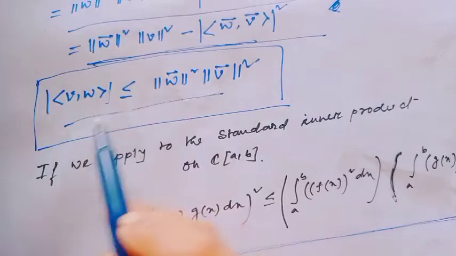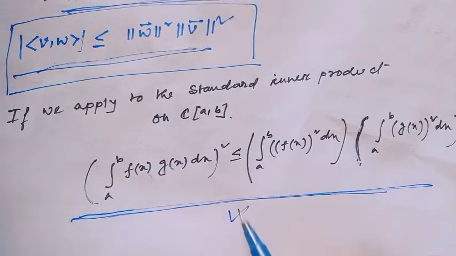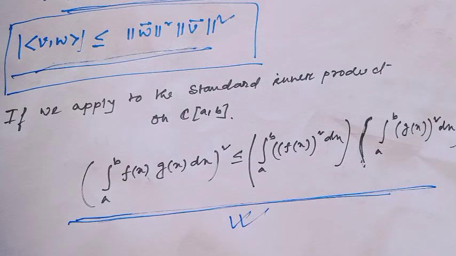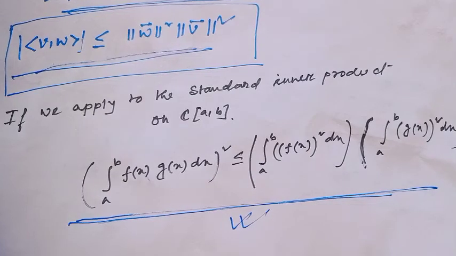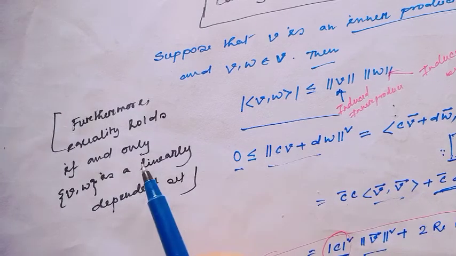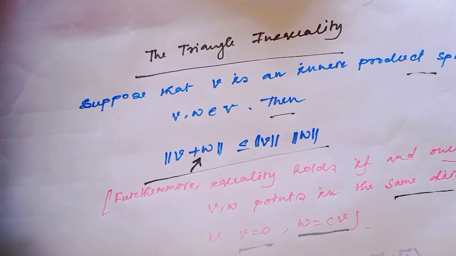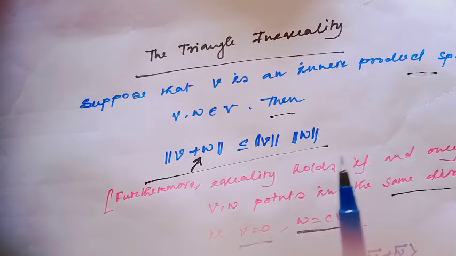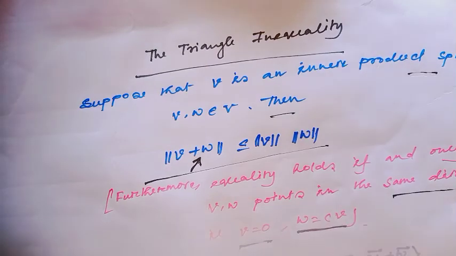If we know this inequality, then we can tell easily by this inequality this is true. But if we want to prove this part, then this is very hard to prove. Furthermore, this equality holds if and only if the set {v, w} is linearly dependent. Another nice property of the norm induced by an inner product is the triangle inequality.